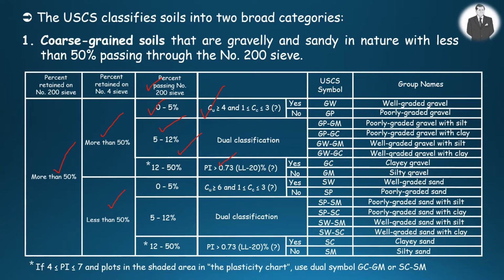Now, again here, based on your choice, you need to move to the fourth column to choose the symbol to represent your soil with the group names explained here.